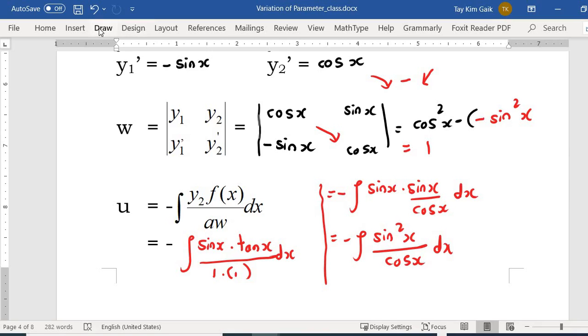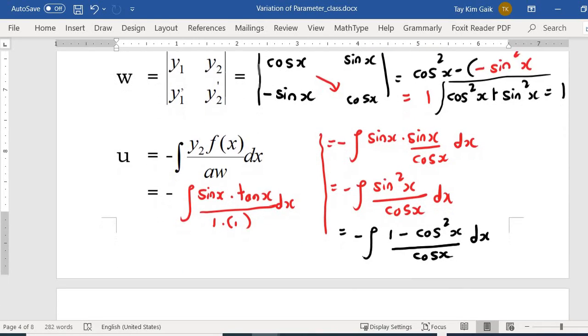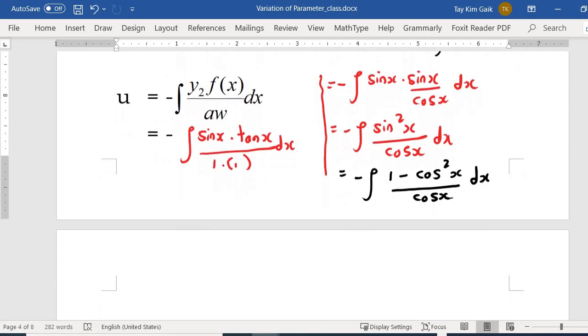Okay, you have to use the trigonometric identity again. cos squared x plus sin squared x equals 1. So we want sin squared x, which will be 1 minus cos squared x. That's why you have here sin squared x will be (1 minus cos squared x) divided by cos x dx. So basically, variation of parameters is a problem of how you integrate, because all the formula is given.